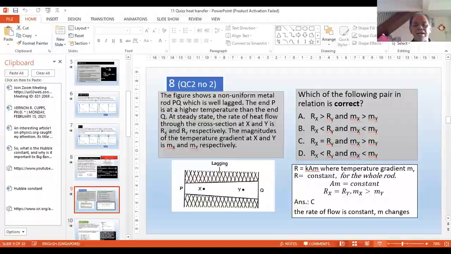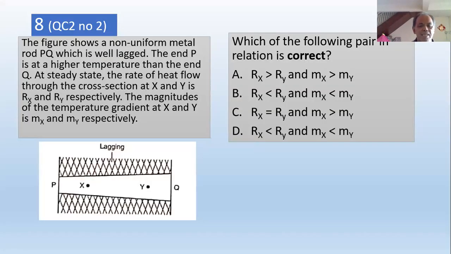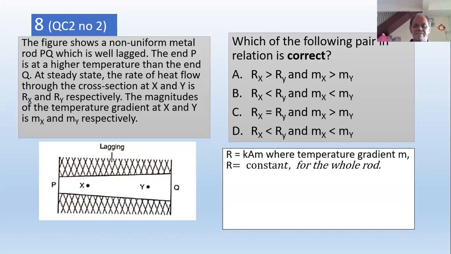Right? This one they use R instead of P. The flow rate doesn't matter about the area. The flow rate you cannot control it. It is determined by what you put in. What you put in must come out because nothing is lost. But the temperature gradient will change. That's all. Play with the formula.